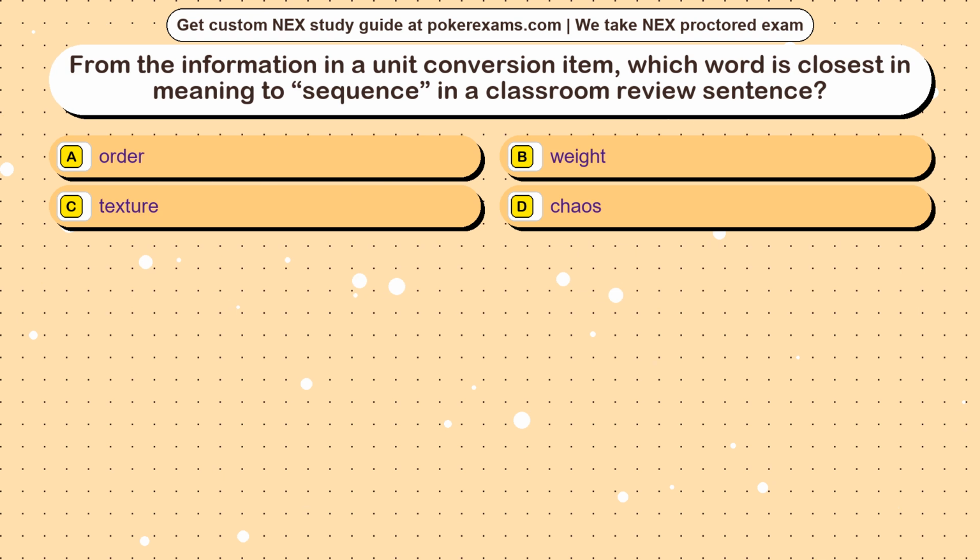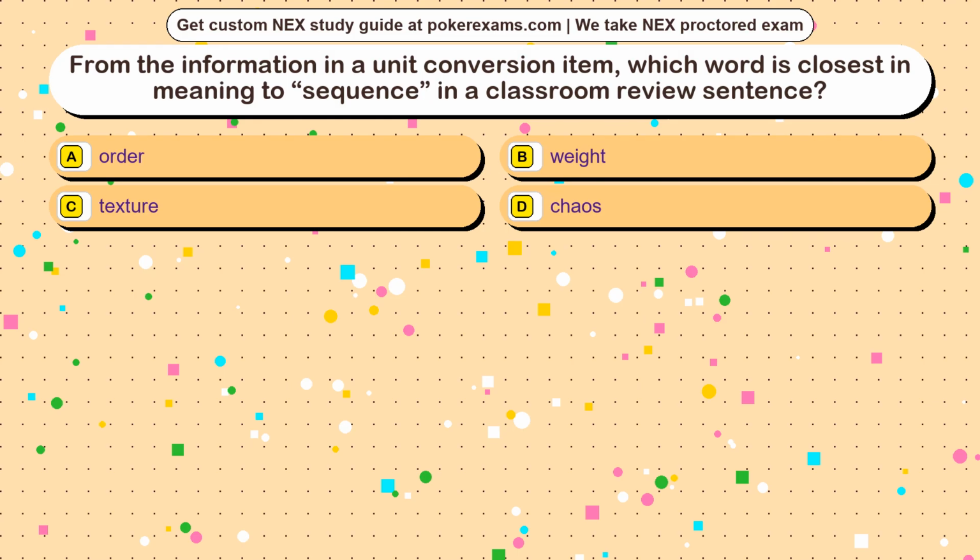Question 22. From the information in a unit conversion item, which word is closest in meaning to "sequence" in a classroom review sentence? Option A, order. Option B, weight. Option C, texture. Option D, chaos.